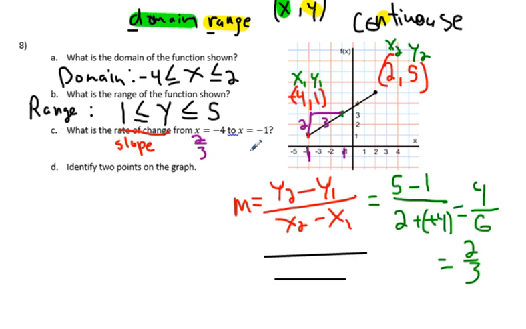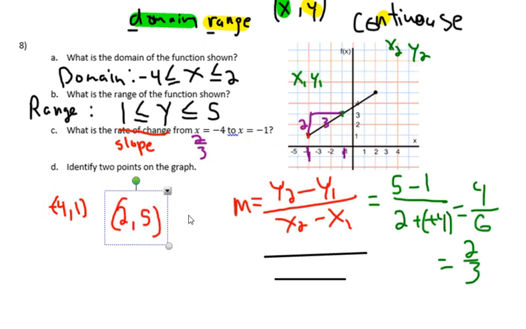And identify 2 points on the graph. So we went ahead, we did that already actually. One of the points is going to be this point right here, -4, 1, and the other point is going to be 2, 5. Their answers could vary for part D.